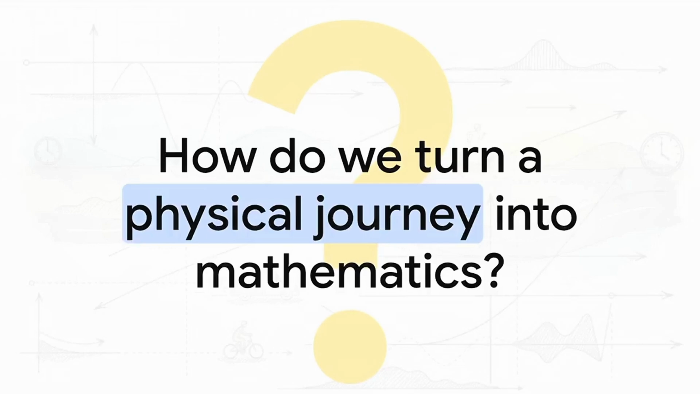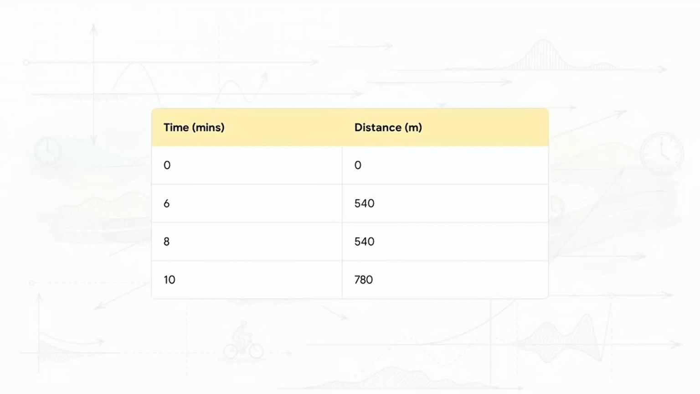Now, you might be wondering, how do we take that chaotic, real-world physical journey and actually turn it into a clean, mathematical picture? Okay, let's dive into this. Before we draw anything at all, we've got to organize the raw physical actions of Tisha's journey into a clear data table. Let's break it right down.